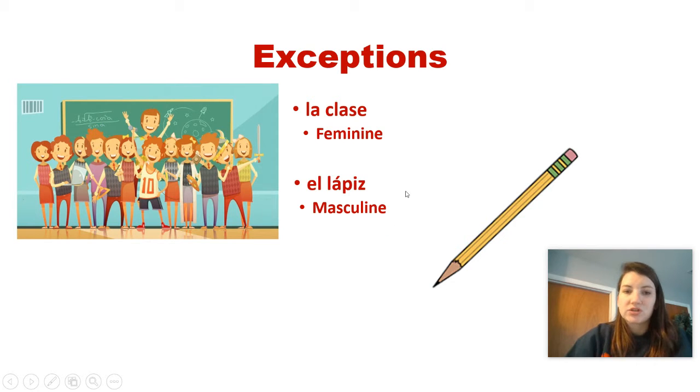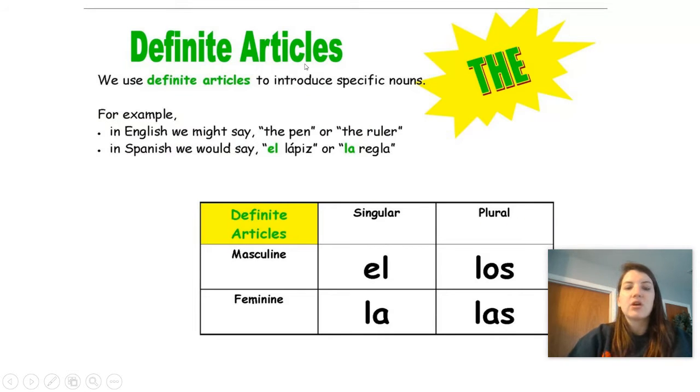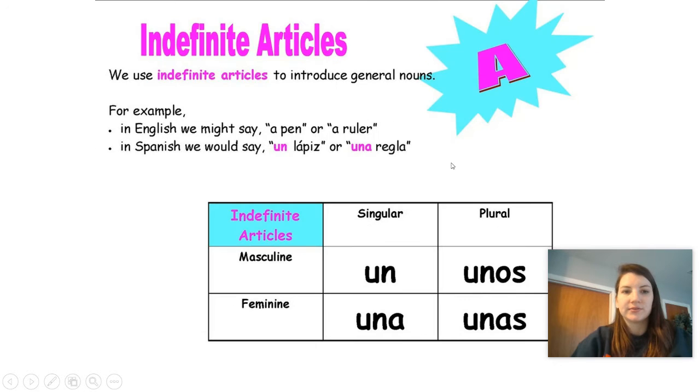And we know which gender they are because we can look at the definite articles. So the definite articles are used to introduce specific nouns, and it's like saying the. So here, there's masculine singular, which is el, masculine plural, los, feminine singular la, and feminine plural las.